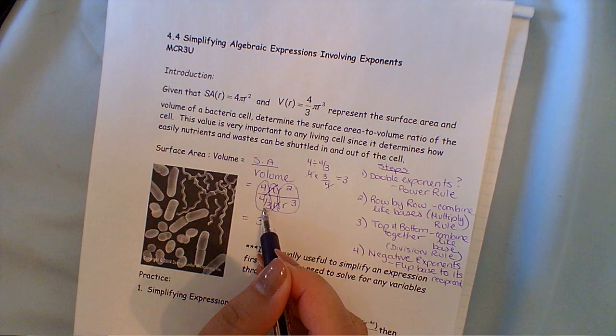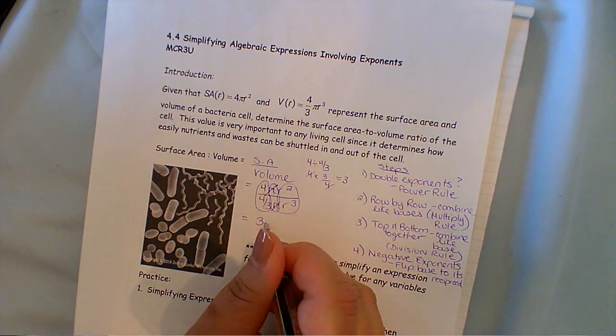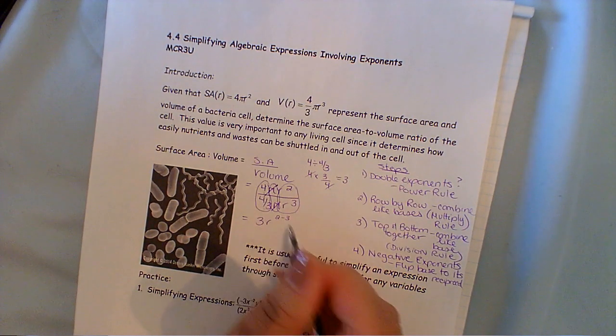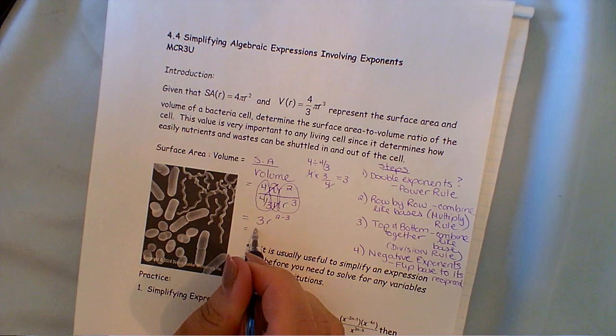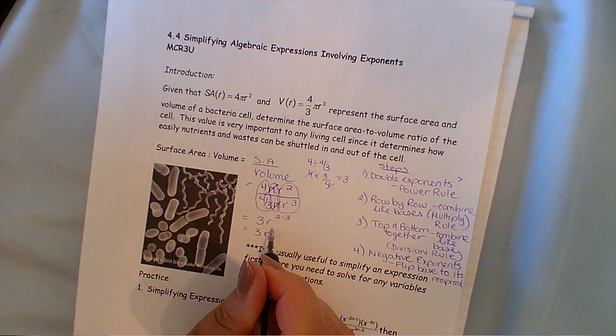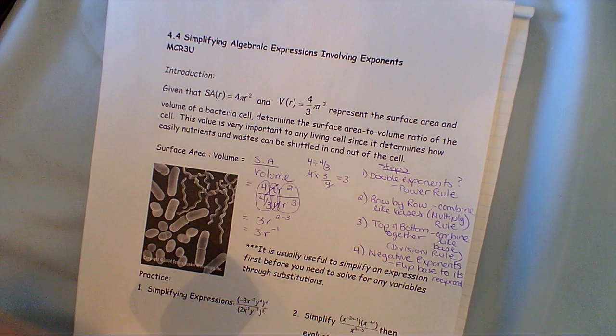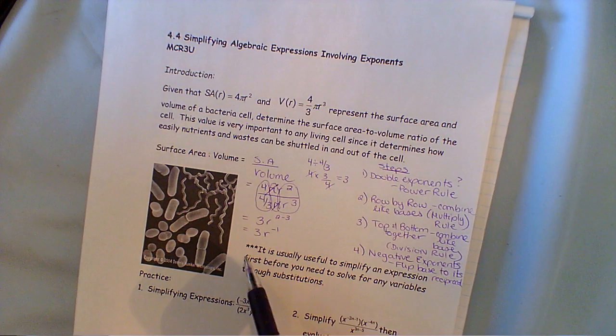That goes away. And r squared divided by r cubed is r to the whatever 2 minus 3 is. So it's top exponent minus whatever the bottom exponent happens to be. So we have 3r to the negative 1. So now we've done step 1, step 2, step 3.